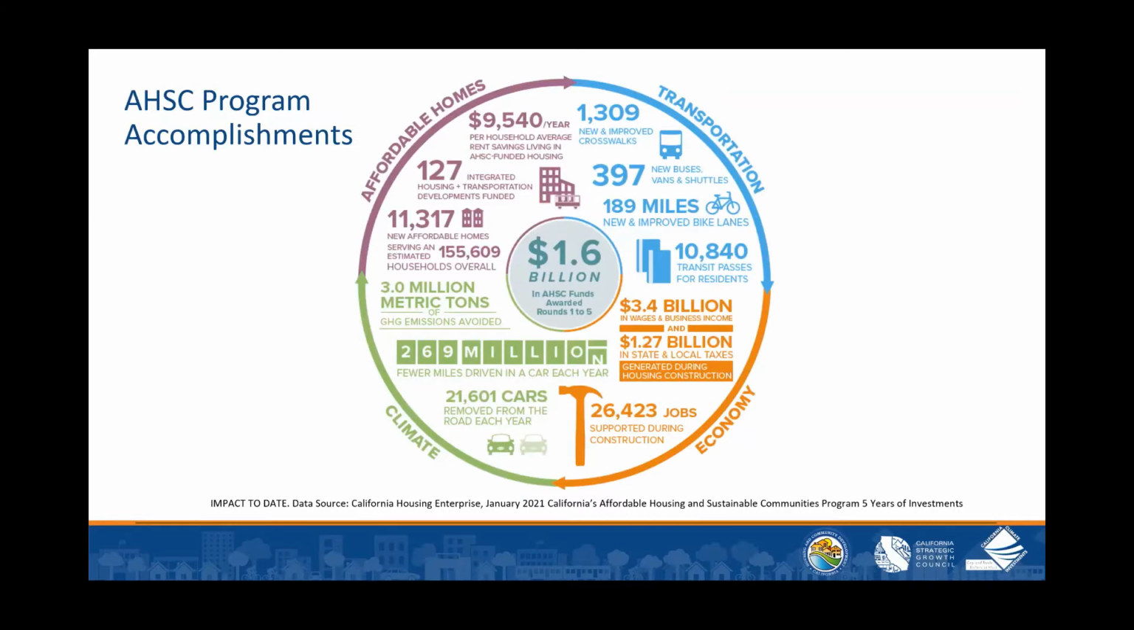Here we have an accomplishment chart which shows you what AHSC has been able to do. We have funded 1.6 billion in awards in rounds 1 through 5. You can look at the affordable homes that have been funded, the transportation that we have helped with, and the changes in the economy and the climate. We have actually accomplished 269 million fewer miles driven in a car each year through the program. So it's extremely successful and doing very, very well.